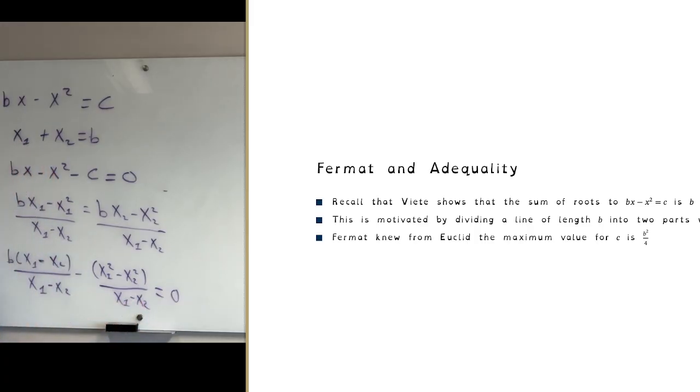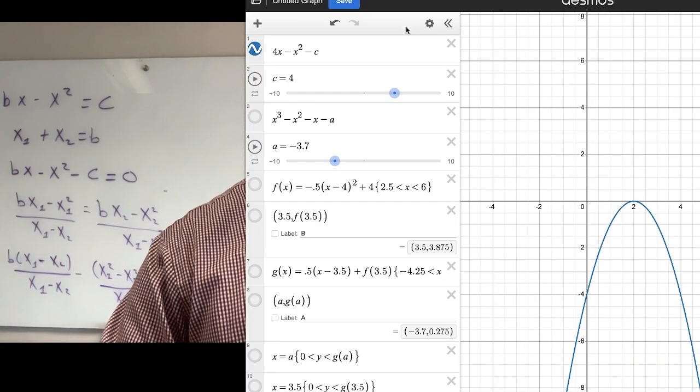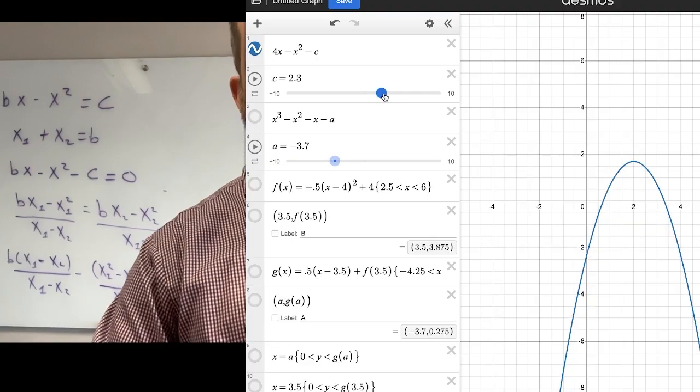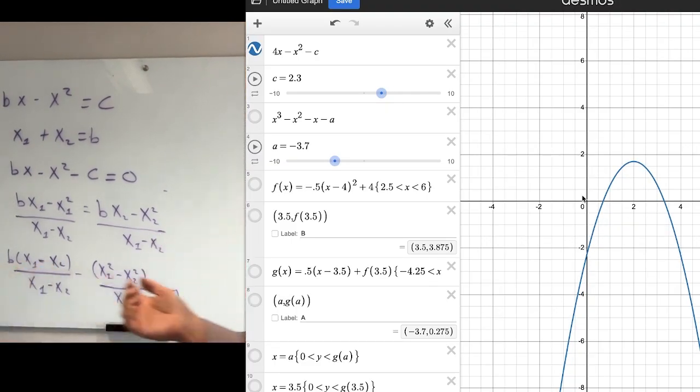Now if we think about changing c so that c is getting closer and closer to its maximum value, so that the left-hand side here is positive, as c approaches that value, whatever it happens to be, we know in this case it's equal to 4, but let's imagine we don't know what it is. As c gets closer and closer to that value, it means x1 and x2 are getting closer and closer to each other. Because again, x1 and x2 are the zeros of this equation, and so they depend on c.